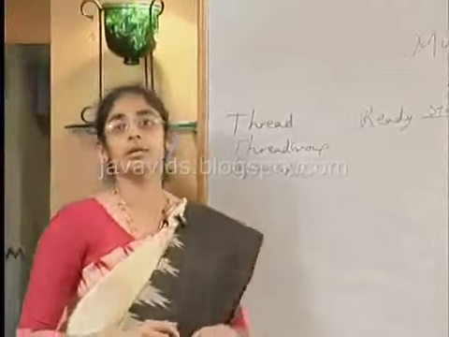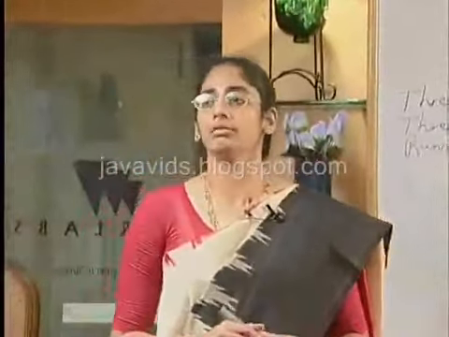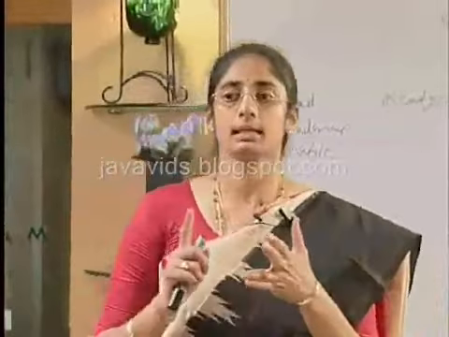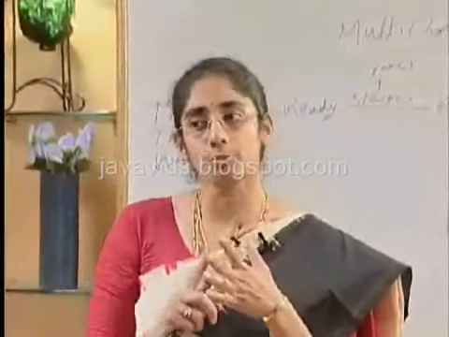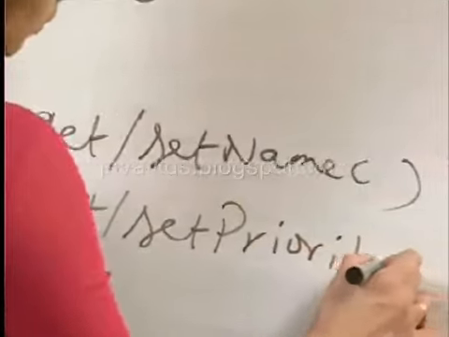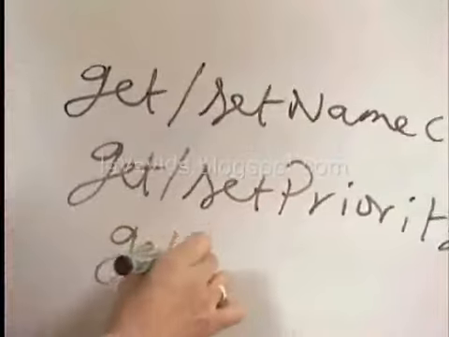Threads have their own properties. Every thread has a name, it has a priority, and it belongs to a group. So, there are methods in the Thread class which allow you to work with these properties, called getName or setName, getPriority or setPriority, and getThreadGroup.